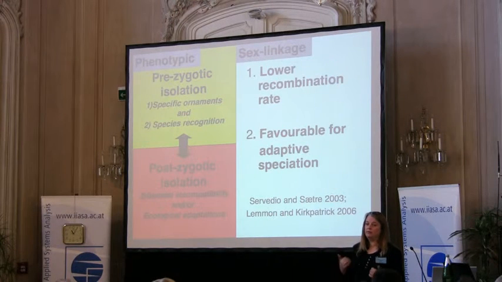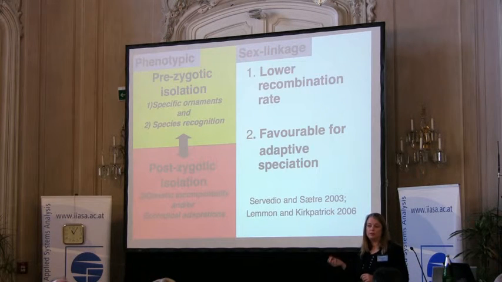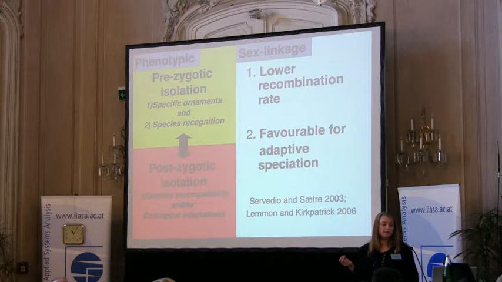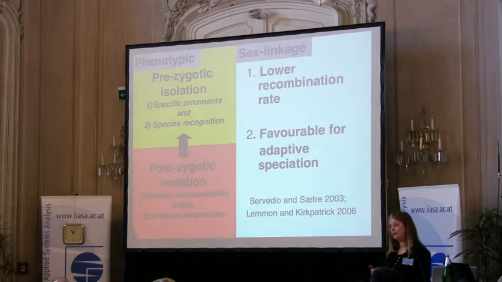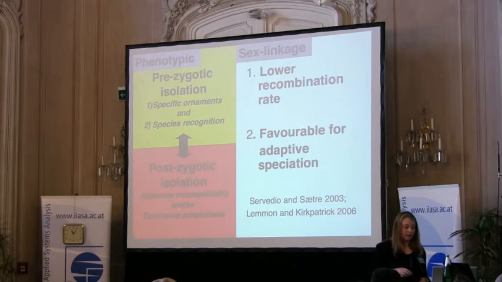And when we talk about relevant genes, we mean genes that are involved in both prezygotic and postzygotic isolation. So for example, species-specific ornaments and the preferences for the ornaments, and genetic incompatibility, or some other ecological adaptations that are leading to postzygotic isolation.